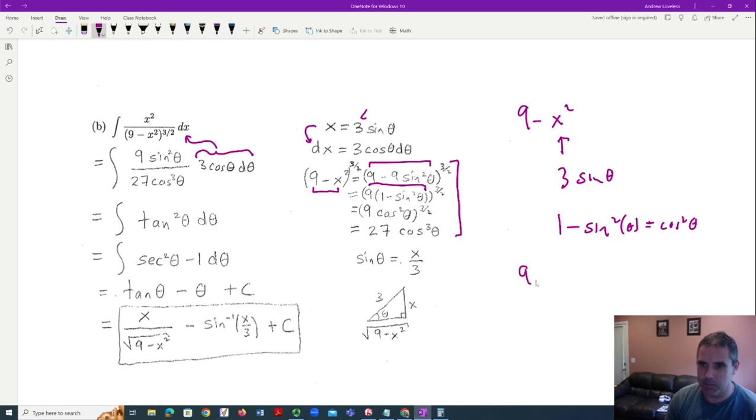Ultimately, some people have trouble with this step, doing their algebra carefully. But this means square root and then cube. So it's the square root of 9, cubed. And this is not the first time. This is almost identical to a homework question.